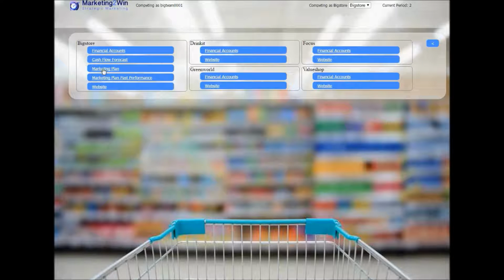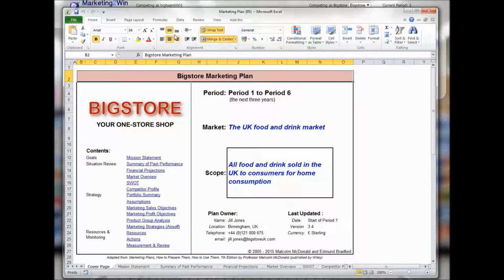The other key document that you want to spend a bit of time on here is the marketing plan. When you click on that button, it brings up your marketing plan. This document is in Excel so that you can play around with it. You can edit it, of course, and most importantly, at the end of the game, you can walk away with it and use it if you ever need to write a marketing plan in the future.